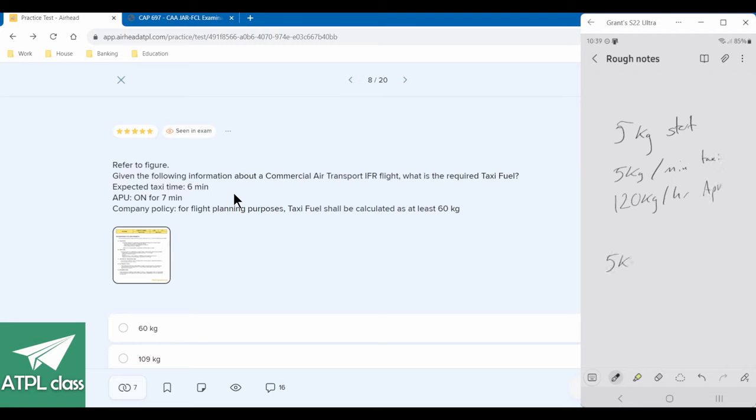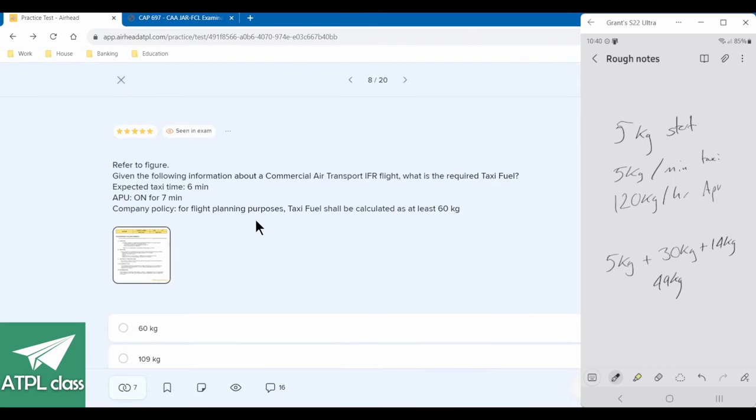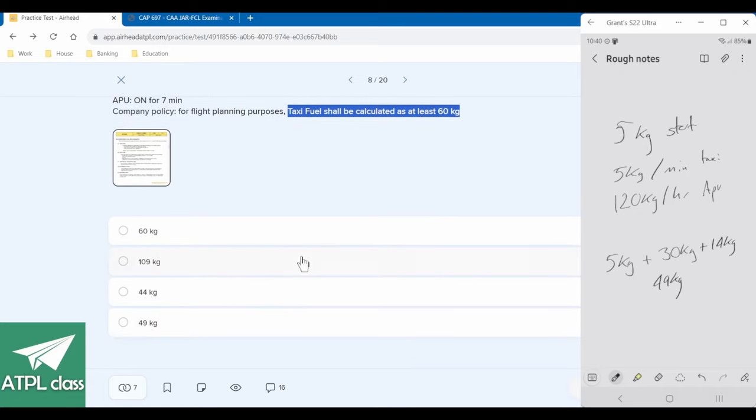So start is 5 kilograms, that's fine. Then we've got 6 minutes at a 5 kilogram per minute taxi, so that's 30 kilograms. And then APU is on for 7 minutes. It's 120 kilograms per hour. So for 7 minutes, it's going to be 7 minutes times 120 per hour. Sorry, I'm just quickly doing the calculation here on the calculator. It's going to be 14 kilograms. So 14 plus 30 plus the 5 is 49. Even if I'm a bit confused about the start, so average fuel quantity required for startup, even if it is per engine, we add on 5 kilograms more and get 54 kilograms, and the minimum taxi fuel should be at least 60. So it's going to be 60.